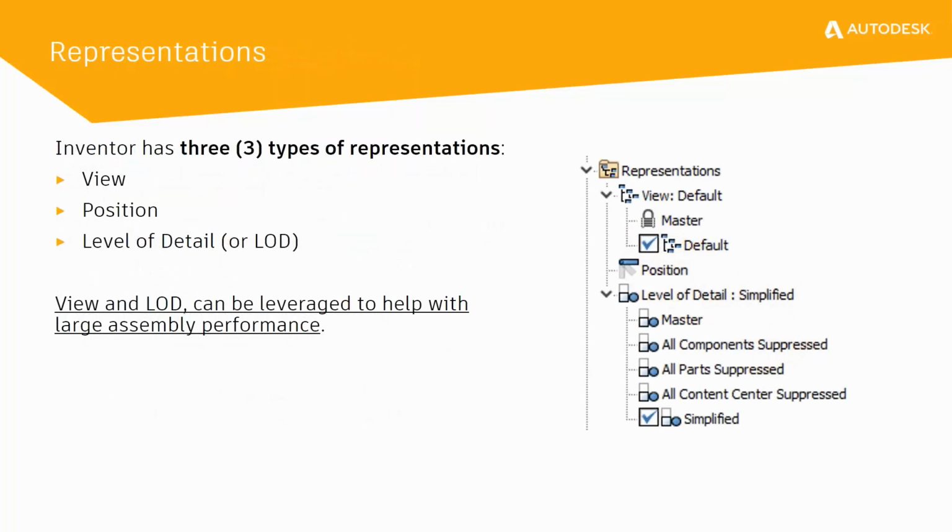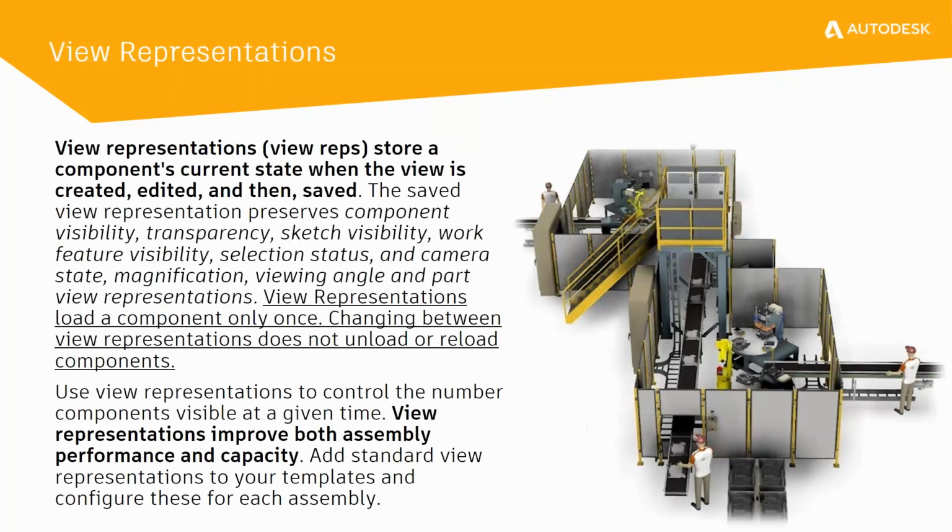Like we said, representations are another way that you can help manage large assemblies, and typically there are three types of representations. There are view representations, positional representations, and level of detail representations. The reality is that view and level of detail representations are the ones that you can leverage to help improve your large assembly performance. Let's start out by looking at view representations first.